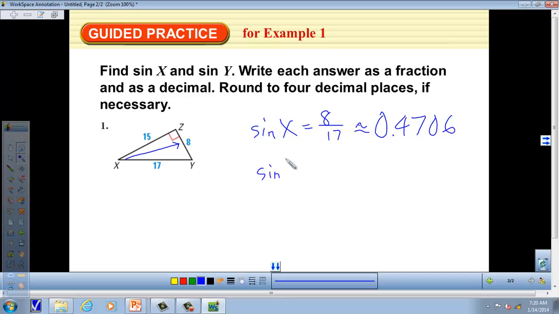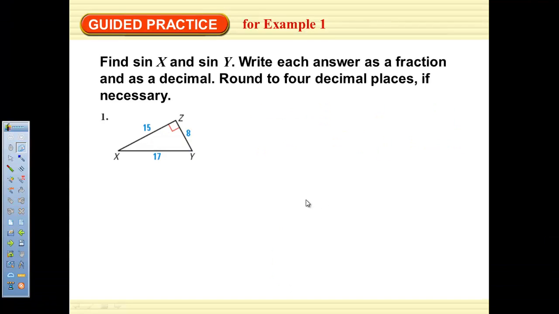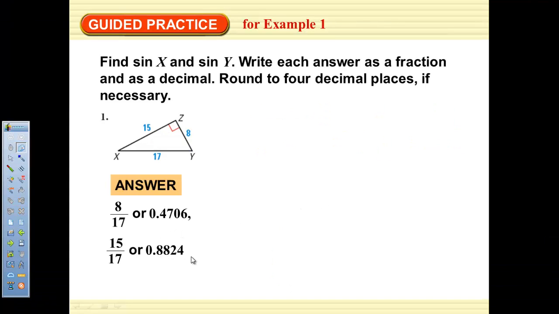For sine of Y, again, we're doing opposite over hypotenuse. So here we have 15 over 17, and we're going to punch that into our calculator, and we get 0.882. If we round, it's 4. So 0.8824. There we go. And let's do another one of these.